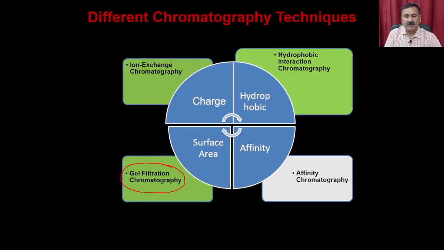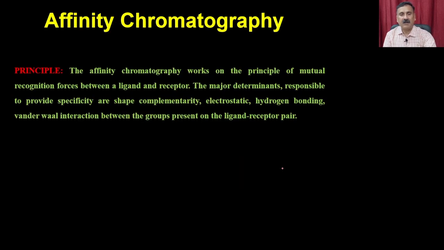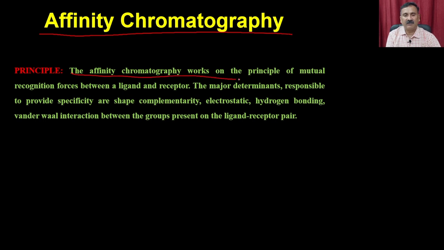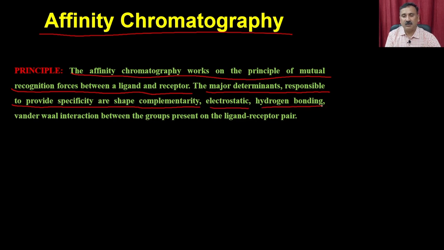Now, once we are done with gel filtration chromatography, we can go to the next chromatography technique, which is based on the exclusive features present on the column, and this is called affinity chromatography. Affinity chromatography, as the name suggests, works on the principle of mutual recognition forces between a ligand and a receptor. The major determinants responsible for providing the affinity are shape complementarity, electrostatic interactions, hydrogen bonding, and van der Waals interactions between the groups present on the ligand-receptor pair.